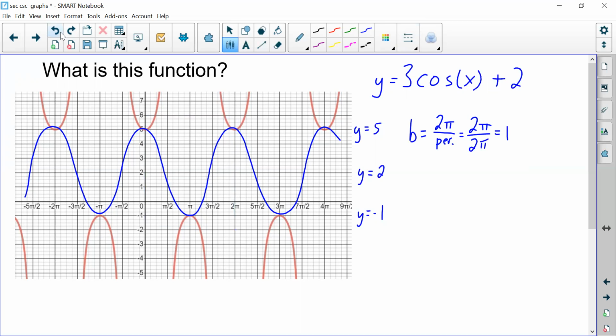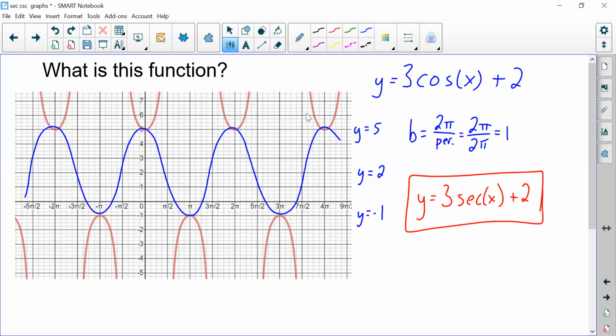So there's the function for the cosine wave. 3 times the cosine of x plus 2. How does that help you? You change the cosine to its reciprocal, secant. And this is the function for that graph, that red graph.